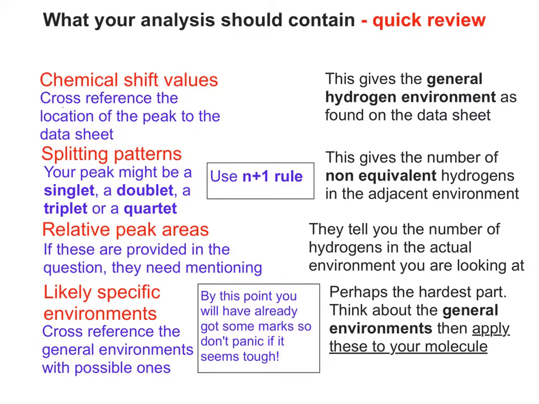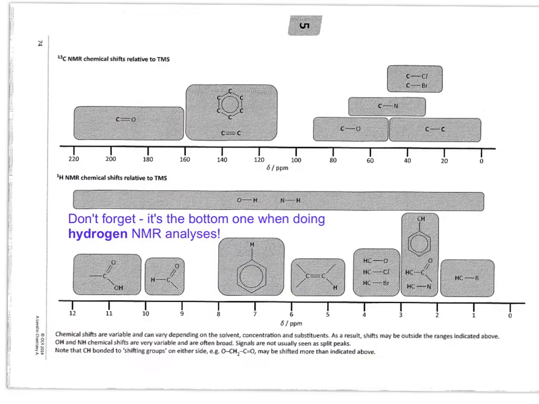Okay, so let's have a look at the data sheet just to remind ourselves what part of it we're going to be using. So don't forget, if you're doing a hydrogen NMR question, it's actually the bottom one, not the top one. The top one is for carbon. So I know it might sound obvious to sit there listening to me saying this to you, but you'd be amazed how many people make the mistake. I've done it myself. It's easy just to not check. And if you look closely, the chemical shift scales themselves are significantly different as well. So that might be a clue too.